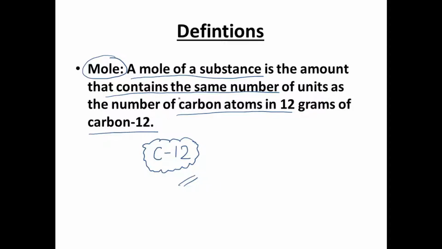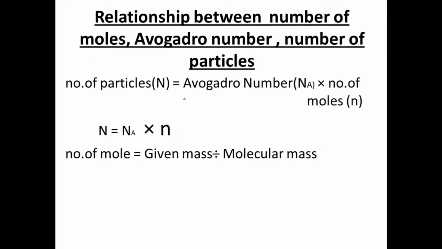First, I shall share with you the two formulas which help you to solve multiple questions related to this concept. The relationship between number of particles, Avogadro number and number of moles. So our first formula is number of particles is equal to Avogadro number times number of moles. Now what is this Avogadro number? Avogadro number's value is always fixed, which is 6.022 times 10 raised to the power 23.